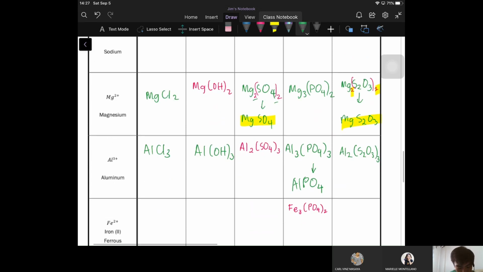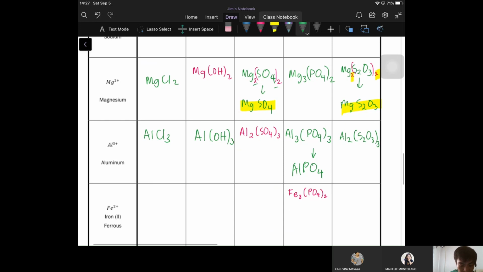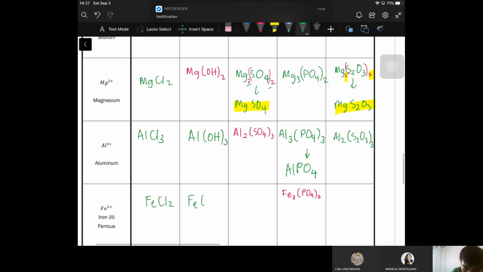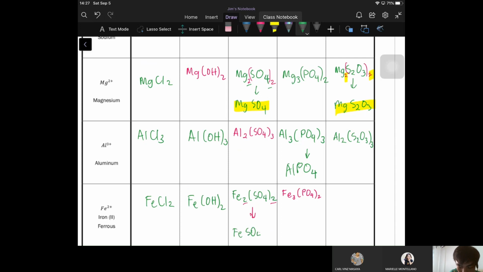So, iron 2 with chlorine. Sige. So, iron 2 with chlorine, FeCl2. With hydroxide, Fe(OH)2. For sulfate, masusulat nyo dyan, ganito muna. But again, we can simplify this. Pwede natin simplify yan kasi para silang 2. So, pwede yan maging FeSO4.